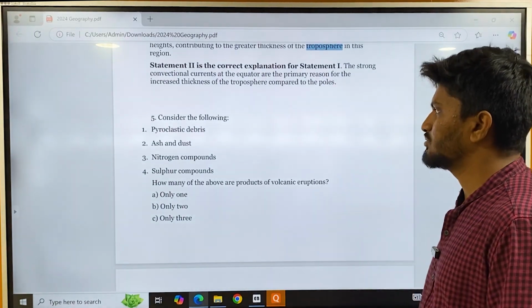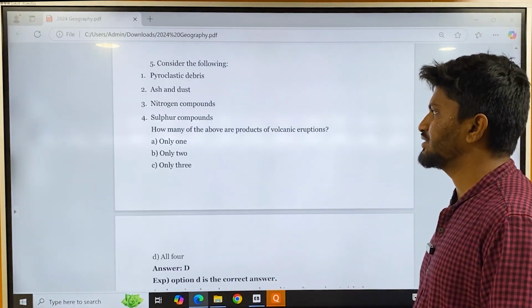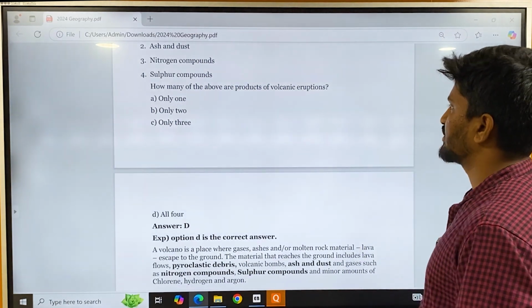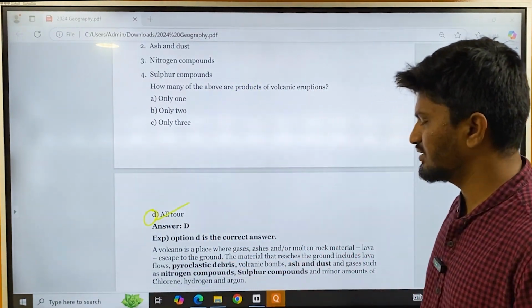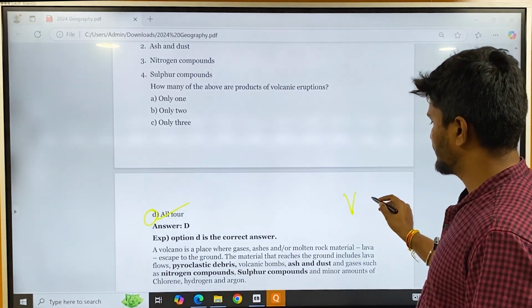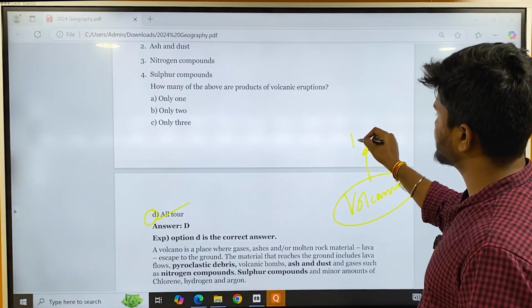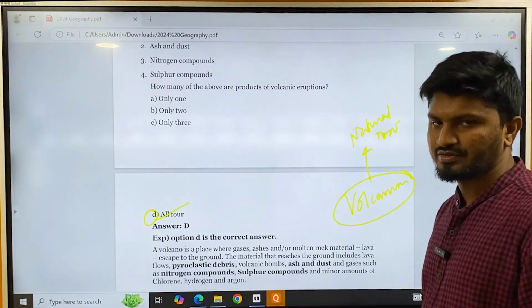And then question number 5. Consider the following: pyroclastic debris, ash and dust, nitrogen compounds, sulfur compounds. How many of these are products of volcanic eruption? The correct answer is option D, that is all of the above. If you have learned about volcanoes or volcanism, you would know that volcanoes are a natural source of greenhouse gases.